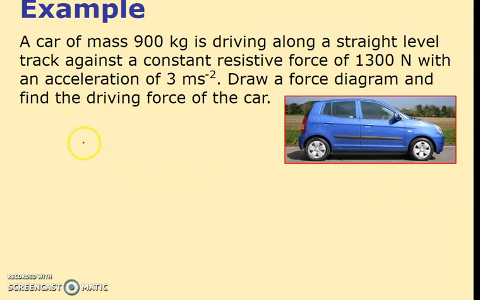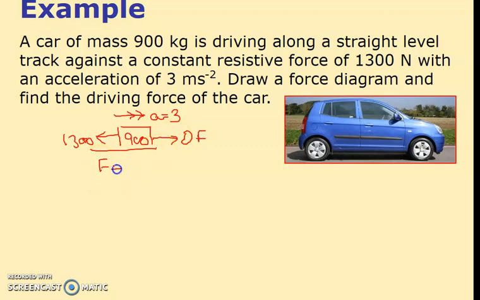So a couple more like that where we're using F equals MA much more directly. So what are we doing on this one? We've got a 900 kilogram car, straight level track against a constant resisted force. So I'm going to say that's my resistance, my friction of 1300 newtons. And the acceleration, now this is the acceleration I've written here, A equals 3. And it must have a driving force, which I'll call dF.